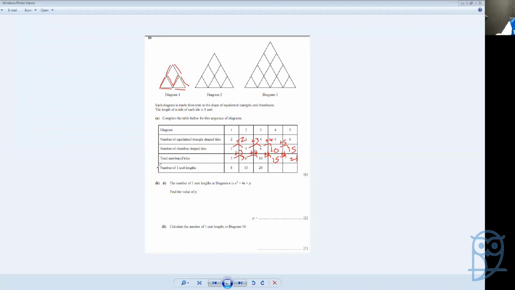And then we want to count the number of 1 unit lengths. So in this one, for example, we had 1, 2, 3, 4, 5, 6, 7, 8, as is there. This one is 15. This one is 24. We really don't want to have to keep drawing out diagrams. So here we see we add 7. Here we see we add 9. So we're going to add 11 to get 35. And we're going to add 13 then to get 48.